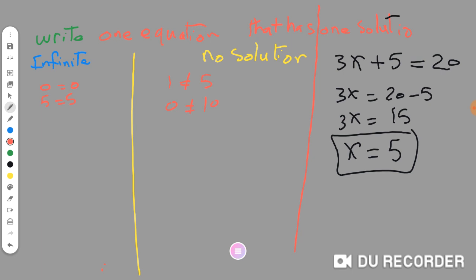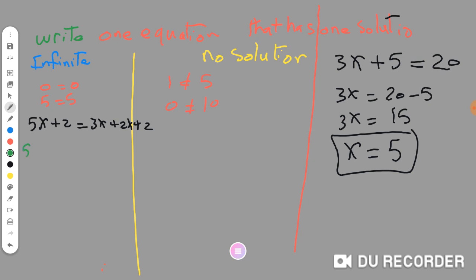So let's start with the infinite one. I can write here 5x plus 2 equals, on the other hand side I must find both 5x and 2. So I can write it as 3x plus 2x plus 2. Okay, let's solve it and see. So this is an example of an infinite number of solutions.